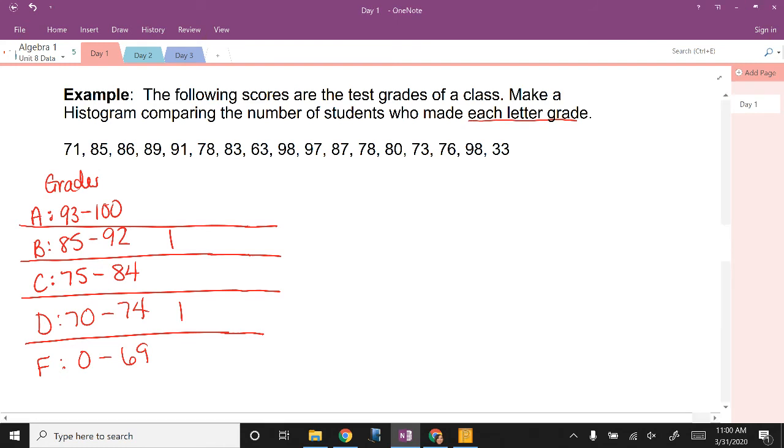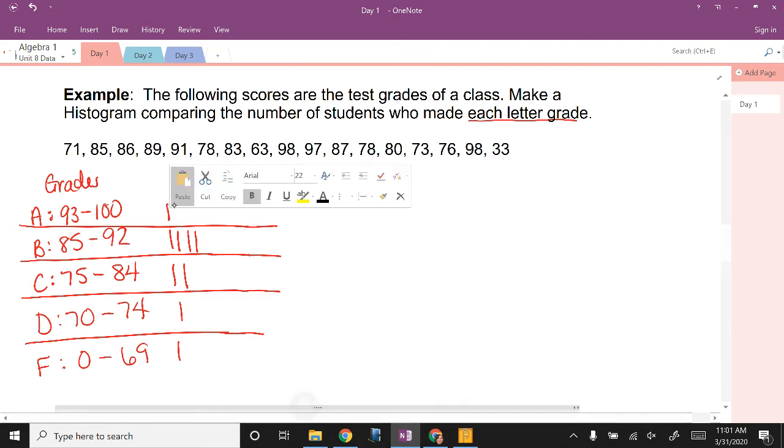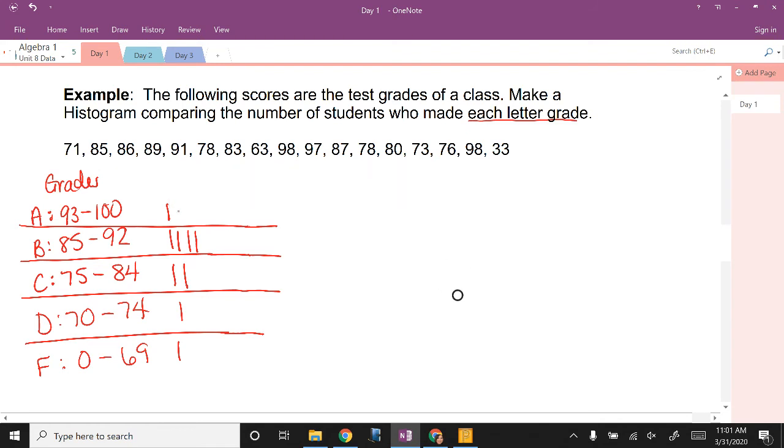86 goes in the same place. So does 89. So does 91. Those are all B's. 78 is a C. 83 is a C. 63 is an F. 98 is an A. 97 is an A. Whoops, sorry. 87 is a B. 78 is a C. 80 is a C. 73 is a D. 98 is an A. And 33 is an F.